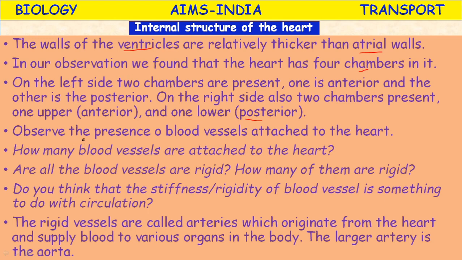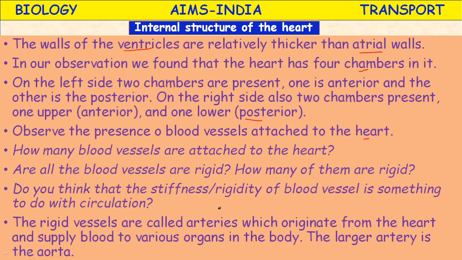Observe the blood vessels attached to the heart. How many blood vessels are attached to the heart? There are four main blood vessels: the vena cava, pulmonary artery, pulmonary vein, and systemic artery or aorta. Are all the blood vessels rigid? How many of them are rigid?